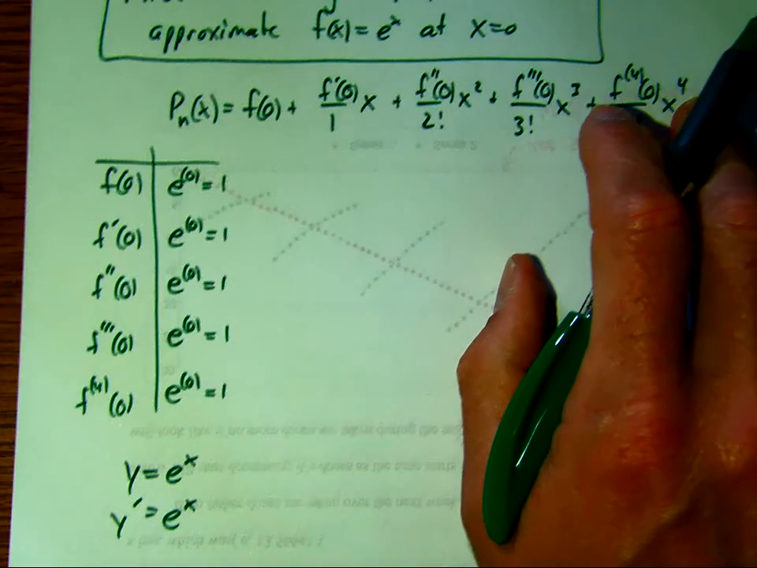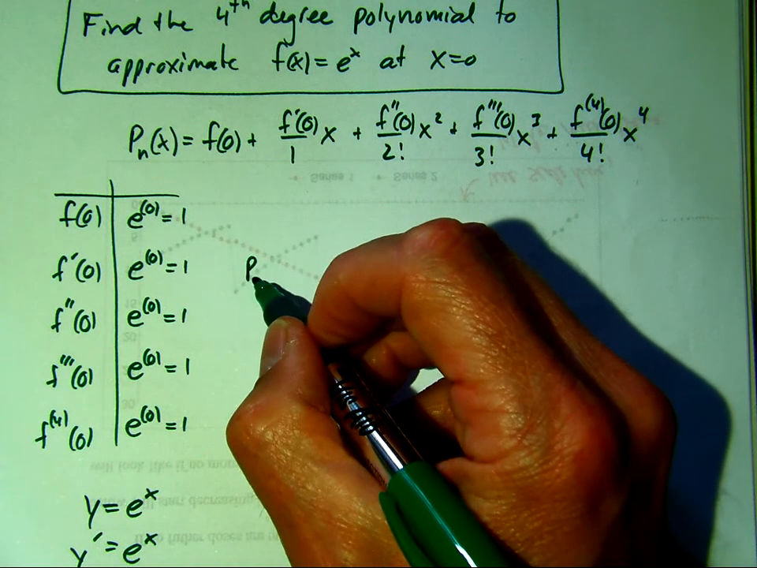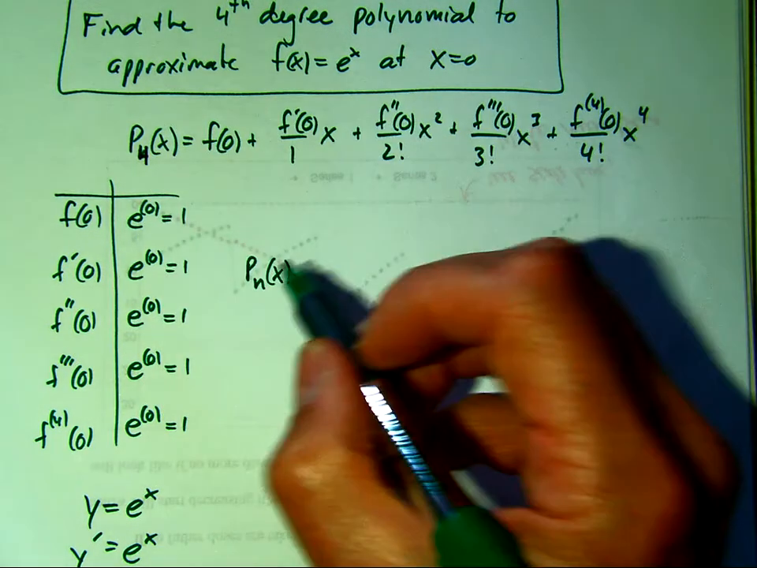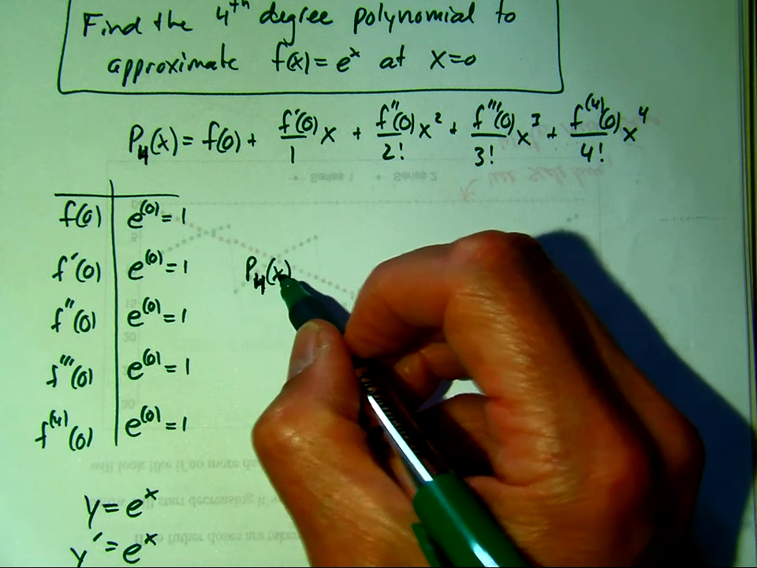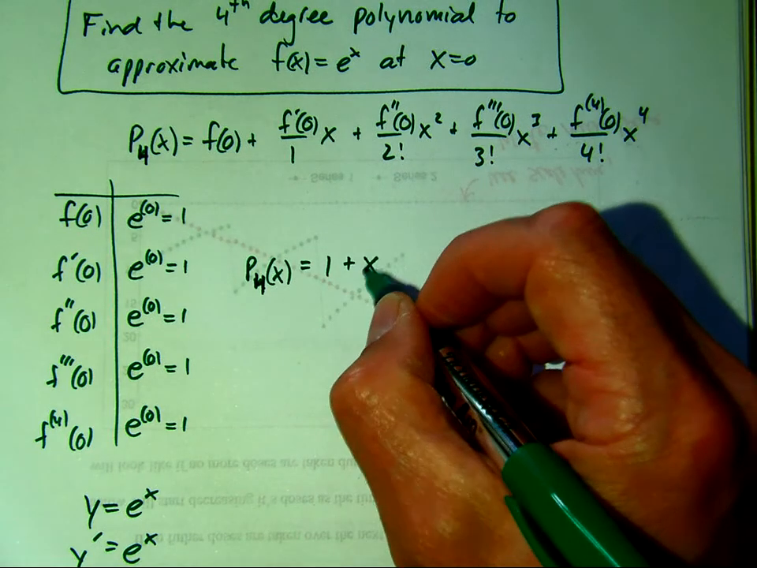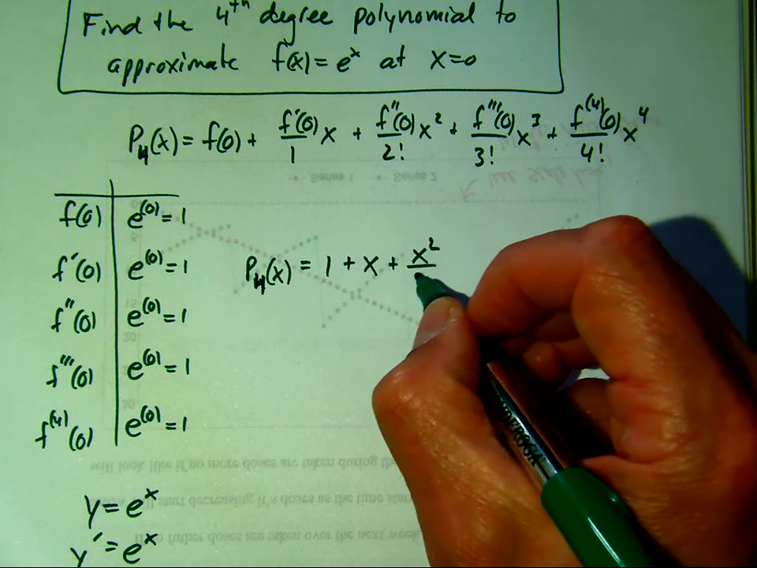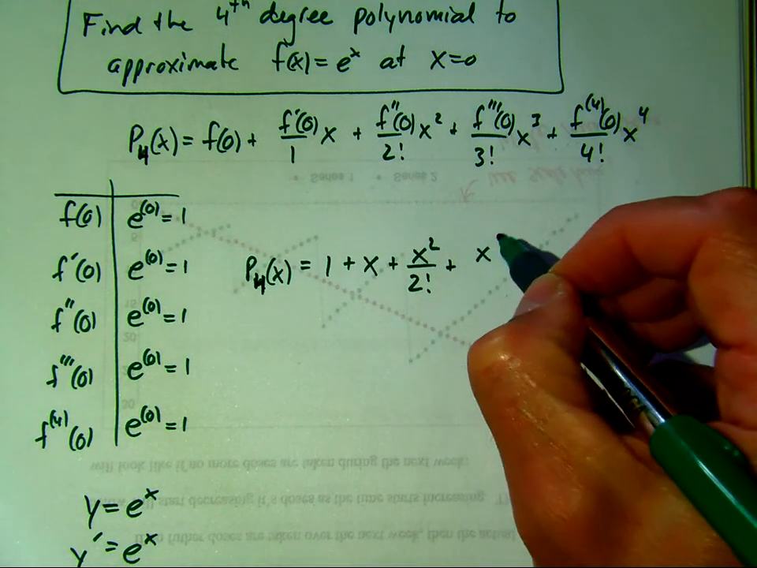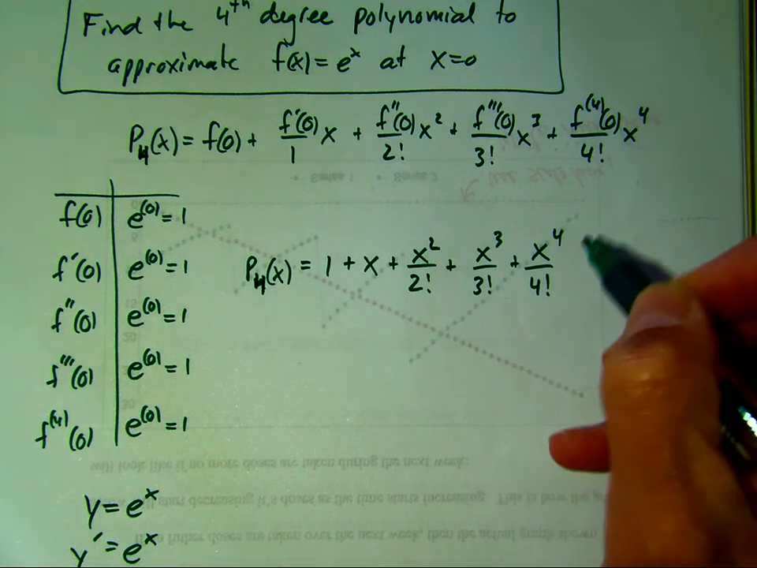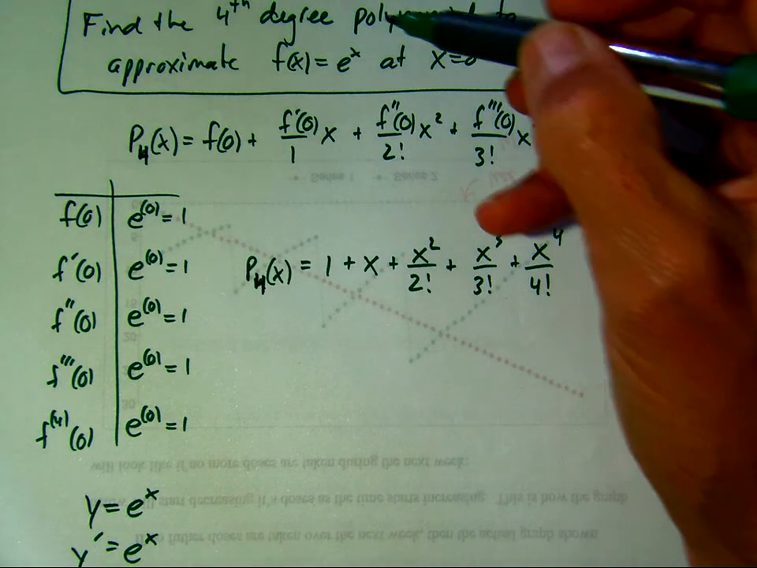So now we know what to substitute. I should change this n to a 4. So P4 of x is f of 0, well, that's 1. This will be 1 over 1, this is 1 over 2. So let's write x squared over 2 factorial, x cubed over 3 factorial, and so on. And if we graph this, it will curve closely to e to the x for a certain interval.